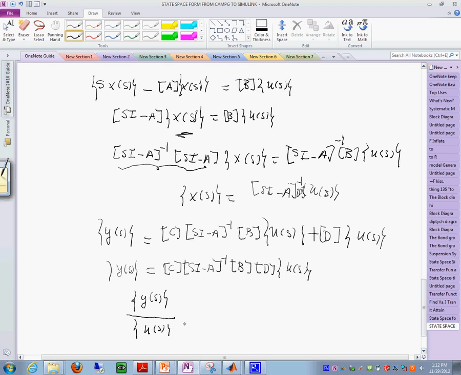Is it plus D, not times D? Is what? When you pull your U of S out, the line just above it, the line you just finished writing, C, SI minus A inverse times B plus D. Yes, yes. C, and that is SI minus A, and then B, plus D.